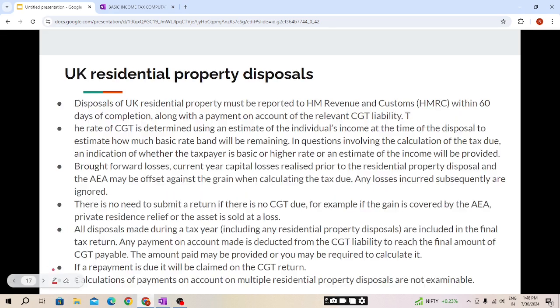Now students, coming to UK residential property disposal. Now coming to the case of UK residential property disposal, students.